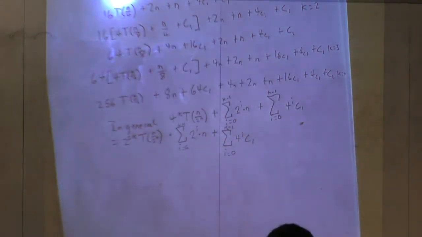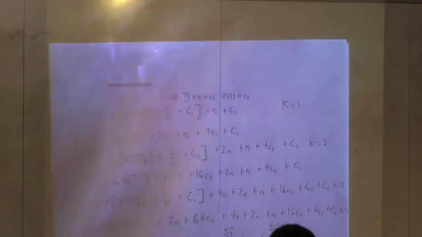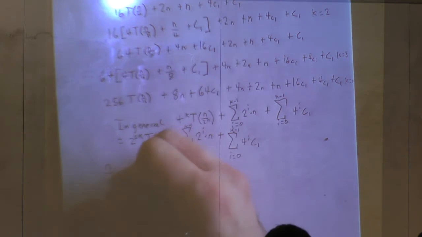Okay. So now, we know that for our base case up here, t of 1 is equal to c2, right? So what we need to do is say that n over 2 to the k needs to equal 1.